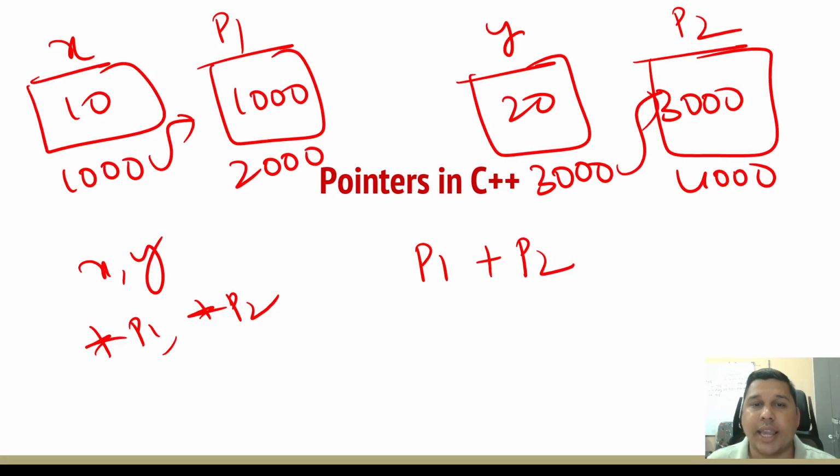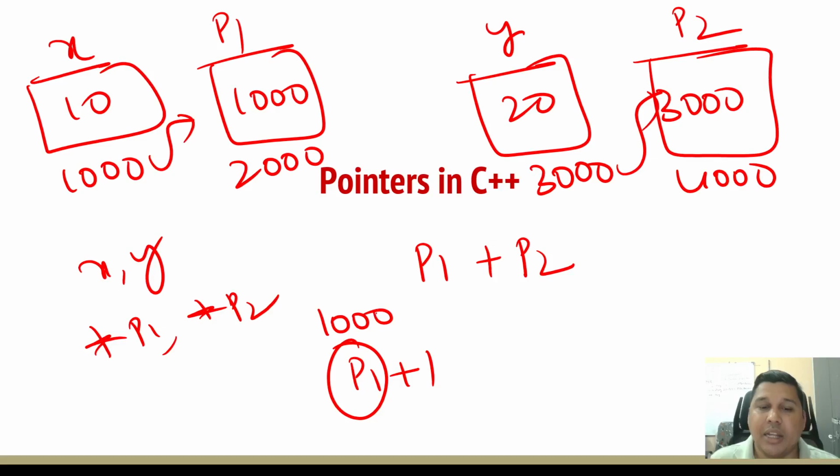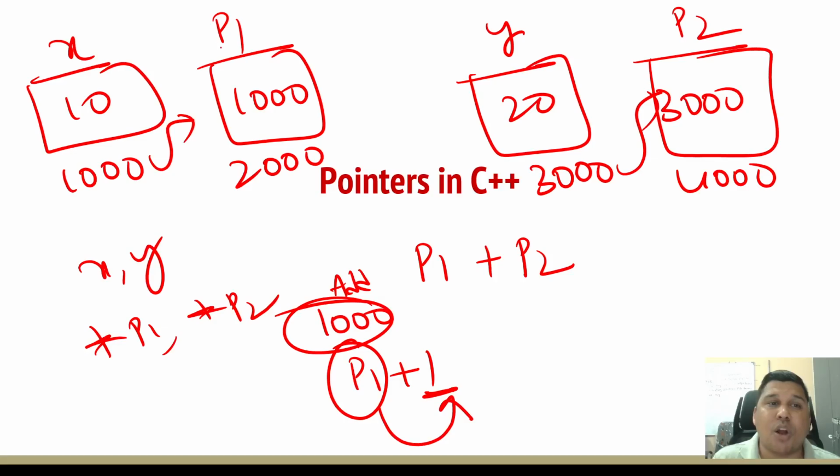See, when somebody asks me p1 plus 1, p1 can be any number. If it is a decimal number, the address is 1000, for example. It has some address tag. Plus 1 means move to its next block. What was this block? It was of integer, so I have to do 1 into 4. So this moves to 1004.